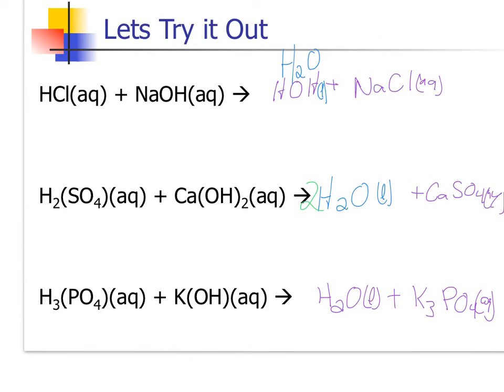But I definitely do not have a balanced chemical reaction. So the first thing I'm going to do is balance out my salts, which means I need to put a 3 in front of my potassium. Now, when we go through this, I can see that I have 6 hydrogen and 3 oxygen. Therefore, I just need a 3 in front of my water, and it's done.